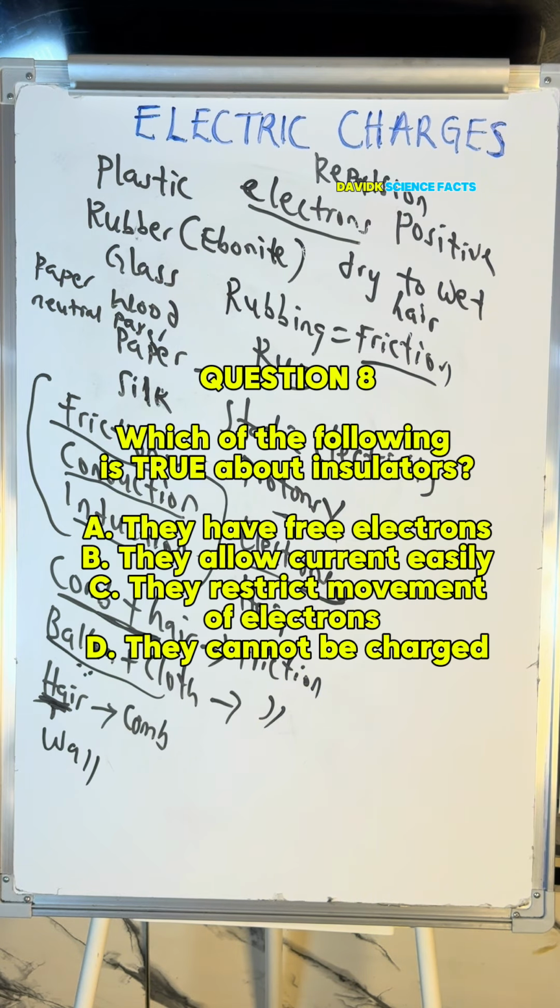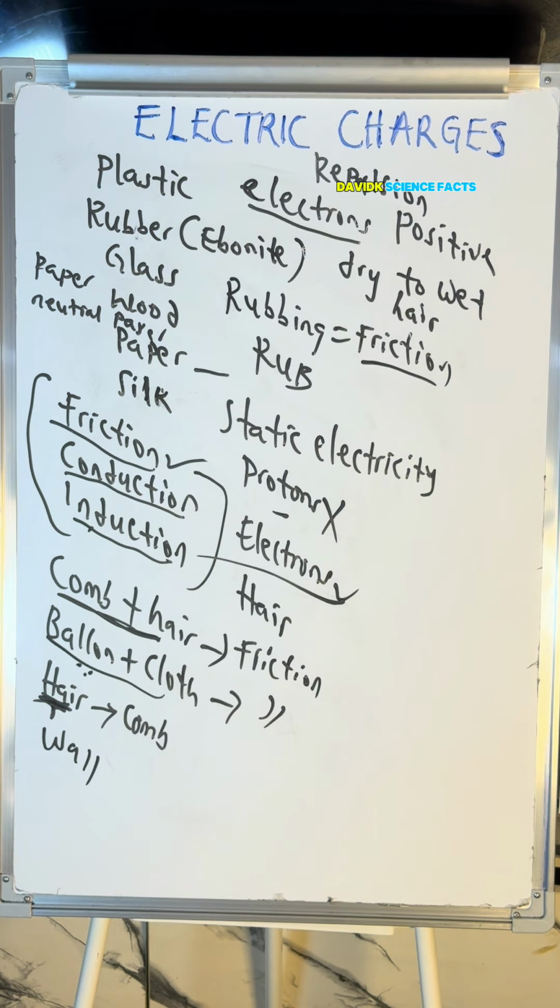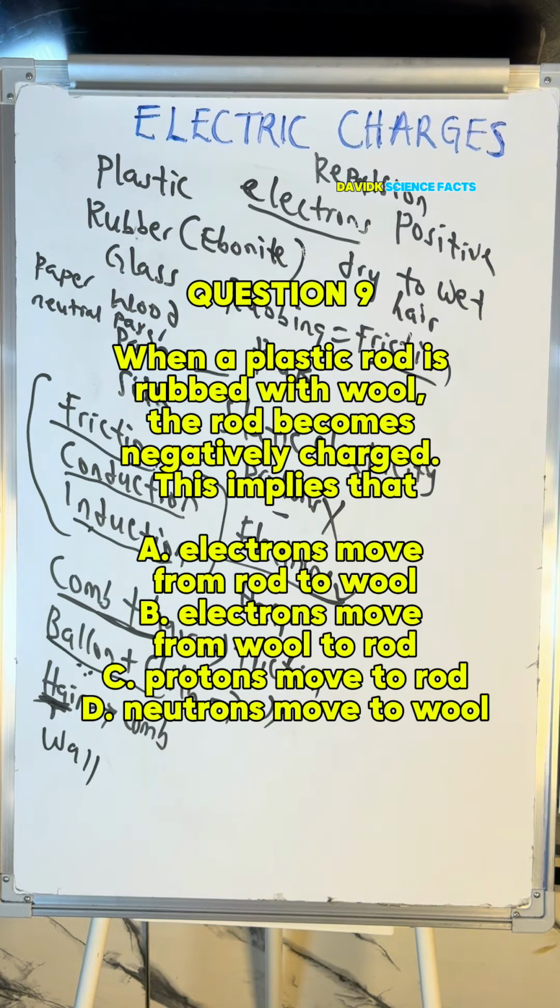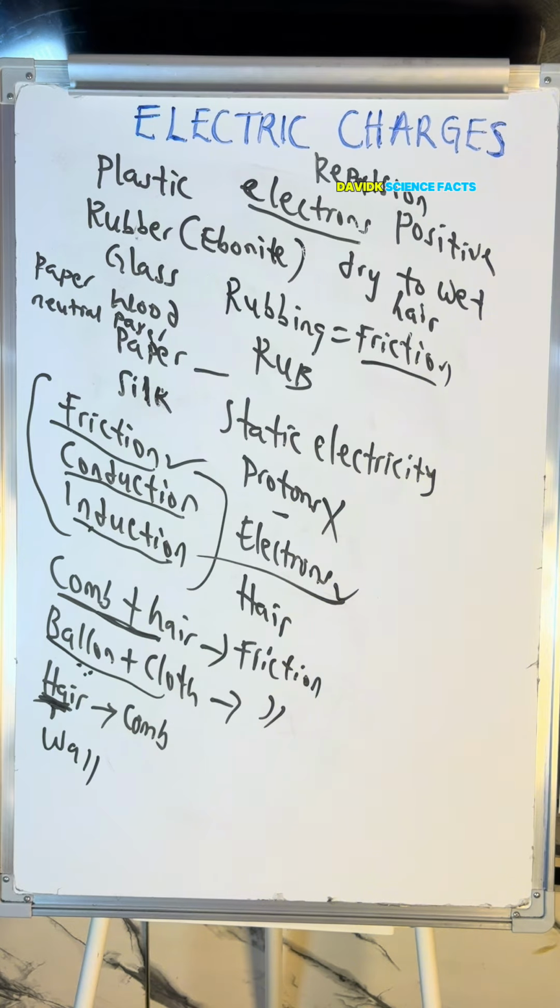Question 8. Which one is true about insulators? Don't mix this up. The answer is C. They restrict electron movement. Question 9. If a plastic rod becomes negative after rubbing, where did the electrons come from? Think direction. What do you think is the answer? Answer is B. From wool to rod.